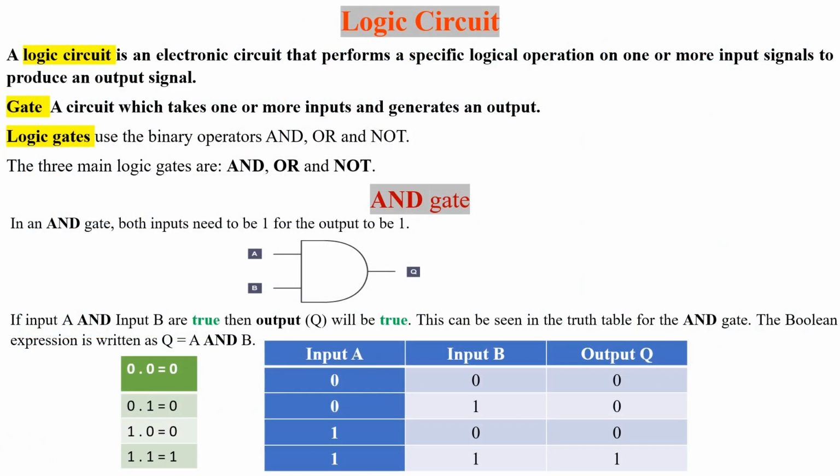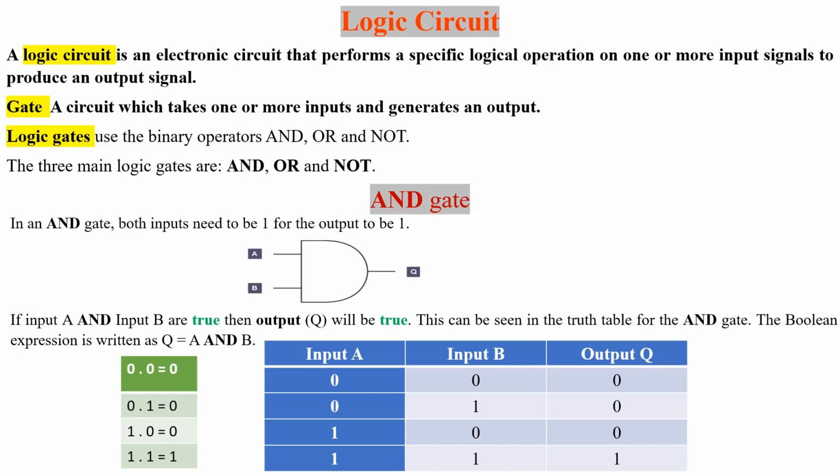Let's learn about logic circuit. A logic circuit is an electronic circuit that performs a specific logical operation on one or more input signals to produce an output signal. It is made up of digital components, such as logic gates, flip-flops, and registers, that are designed to perform logical operations on binary inputs, that is zeros and ones. Gate is a circuit which takes one or more inputs and generates an output. Logic gates use the binary operators and, or, and not. The three main logic gates are and, or, and not.